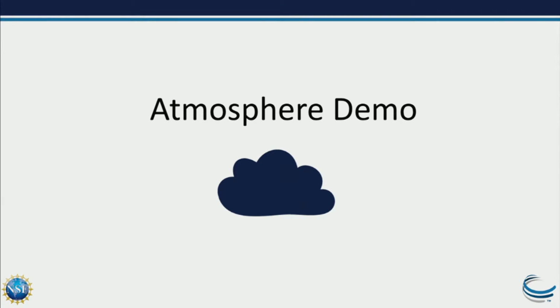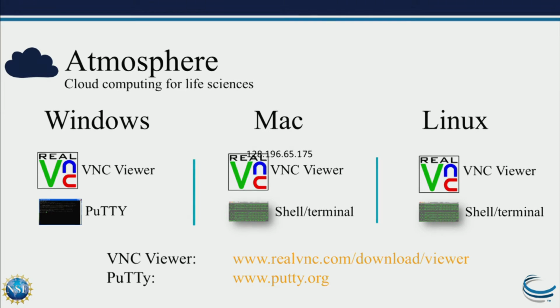Okay, so let's do a demo where we're just going to talk about how to launch and connect. When you're connecting, in this case, you can use VNC Viewer for all of the 3 major platforms. If you're using Windows, you'll need a terminal emulator like PuTTY. Mac and Linux, you already have the shell or the terminal installed.